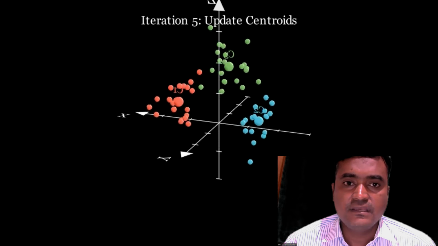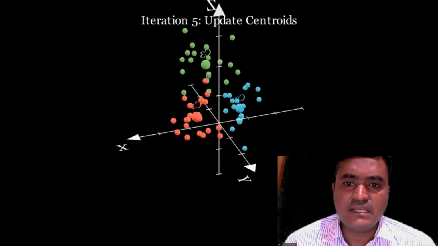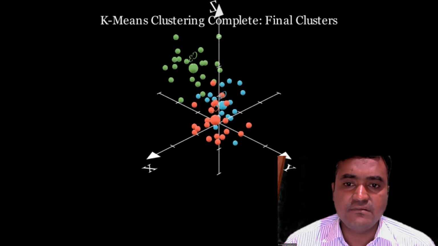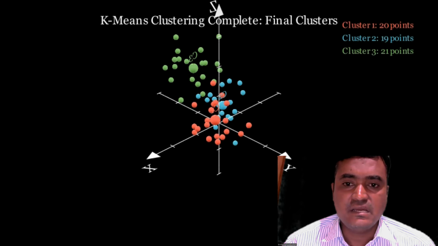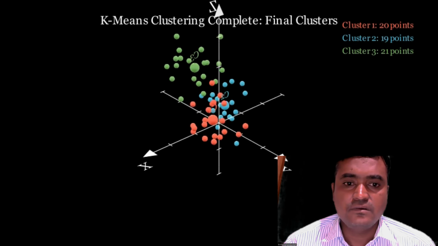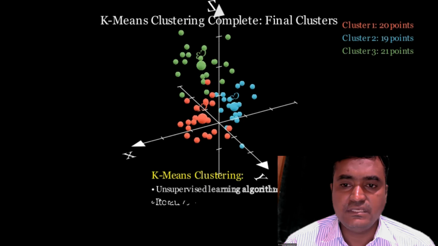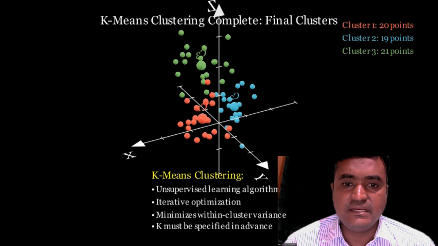Finally, the summary of K-means clustering. K-means is an unsupervised learning algorithm that discovers hidden patterns by iteratively assigning data points to their nearest centroids and updating those centroids to mean positions, gradually improving cluster quality through assign, update, repeat cycles until convergence.